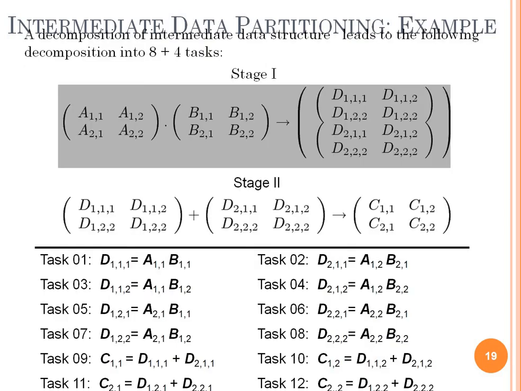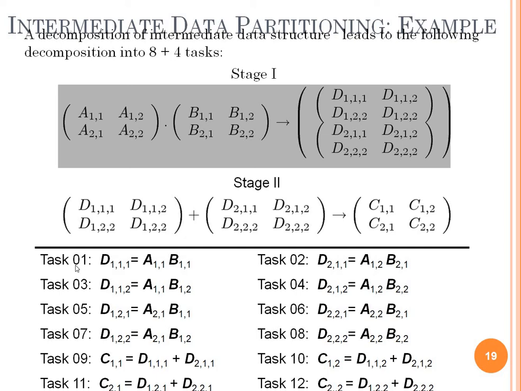Okay, we'll see again. Here, a decomposition of the intermediate data structure leads to the following decomposition into 8 plus 4 tasks. Now see here, stage 1 takes the A matrix and B matrix. The resultant is, as we know, the C matrix, but here there is one more term called the intermediate matrix, say D. So how does it form? From stage 2, there is an addition of the D matrices to get the resultant C matrix. The first 2 rows of this matrix and the next 2 perform the addition to get the C matrix.